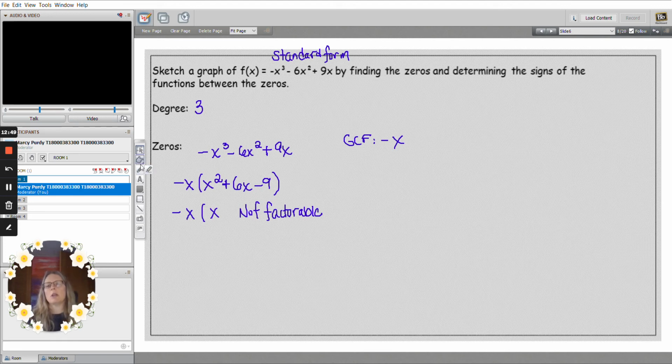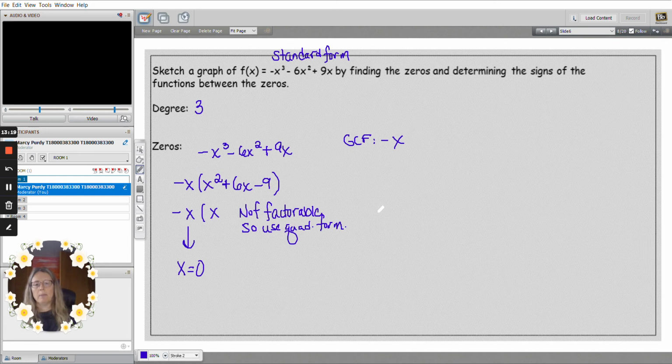So it doesn't mean that we don't have any solutions. It just means that our solutions are going to be decimals. So we have a solution from the x that we put in the front. That's going to be 0. So we have that one. But to get the solutions for x squared plus 6x minus 9, you're going to have to use the quadratic formula. Or you could do completing the square if you wanted to. Could really do either one.